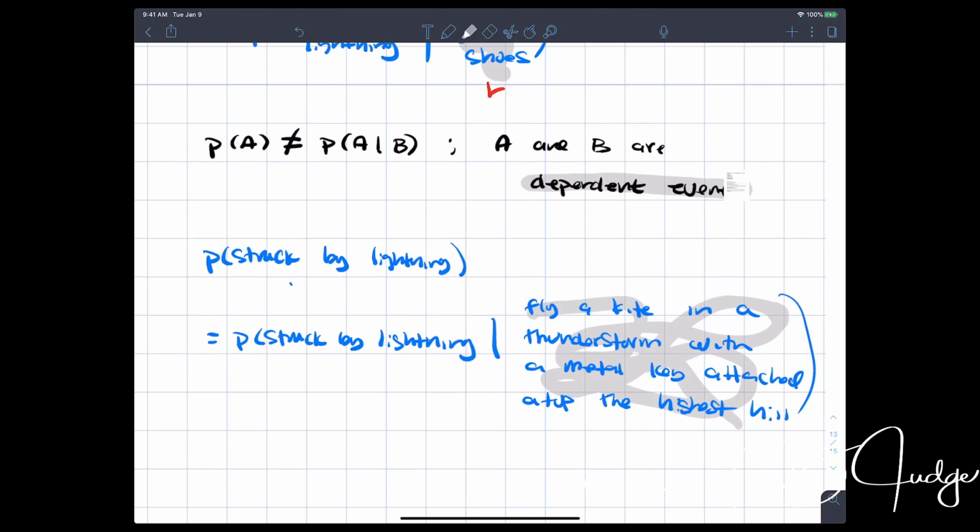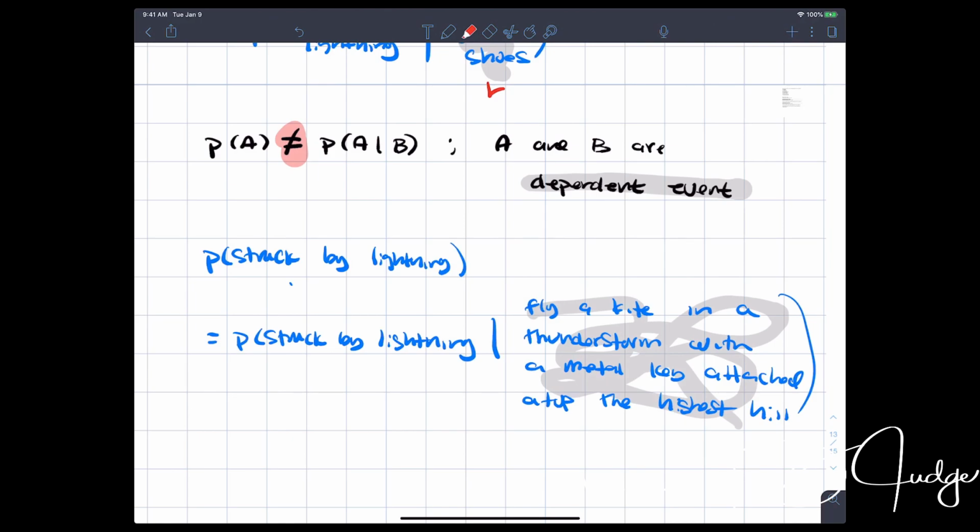What that means is don't go fly a kite in a thunderstorm atop the highest hill with a metal key attached, because you just changed the chance of being struck by lightning. You increased it. Now, increasing is simply the same as saying not equal. And when they're not equal, these events are known as dependent events, okay? Dependent.